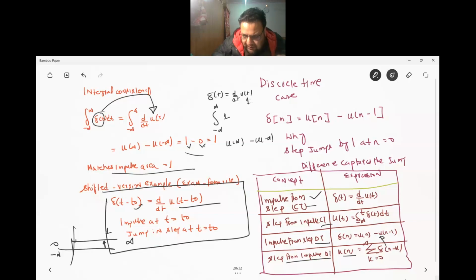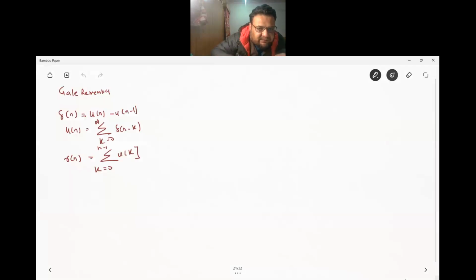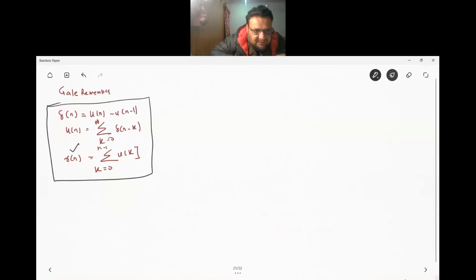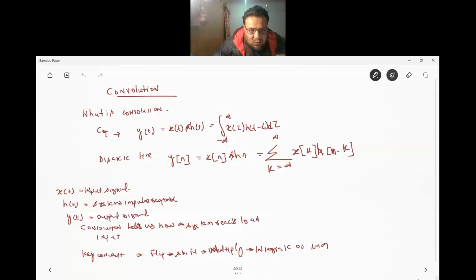This came from the same process, right? u of n is equal to the sum over k. We applied this process in the previous class also. So basically, for GATE, these are very important properties that you need to remember. This one is for the ramp, this for the unit step, this for the impulse function. I'll show you how we are going to solve some questions.